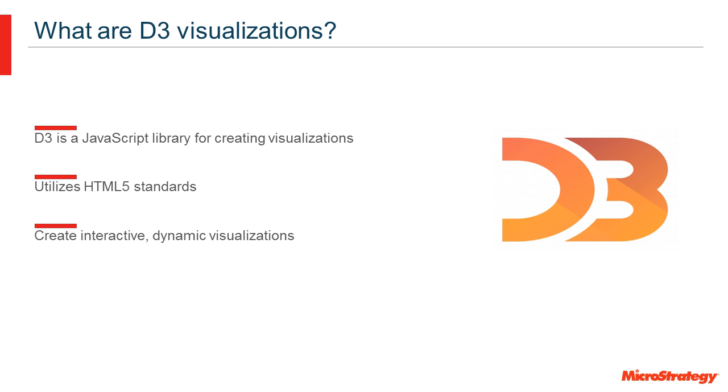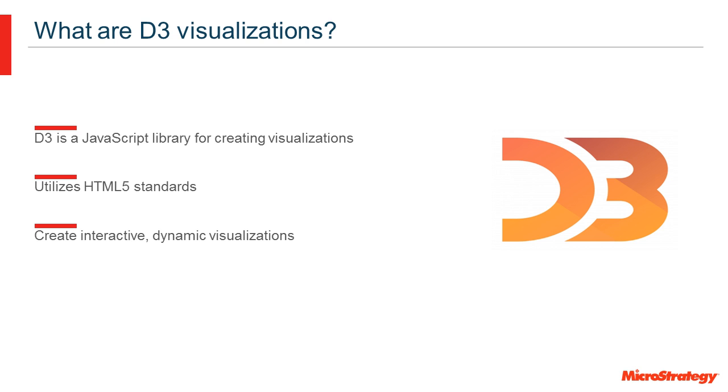What are D3 visualizations then? So the term D3 comes from the fact that they are data-driven documents, so the 3 Ds of data-driven documents. It's essentially a JavaScript library for creating visualizations, interactive dynamic visualizations. There are other JavaScript libraries out there. D3 is an open source library.